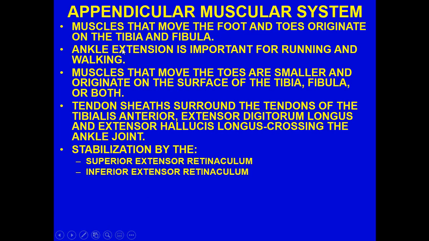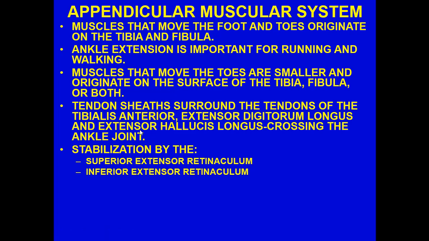Now, ankle extension is important for running and walking. Muscles that move the toes are smaller and originate on the surface of the tibia, the fibula, or both. You have tendon sheaths that surround the tendons of the tibialis anterior, extensor digitorum longus, and extensor hallucis longus, crossing the ankle joint. This is where you have to think about this.